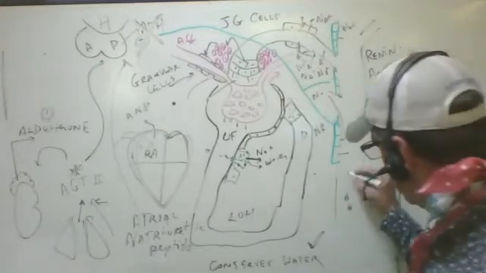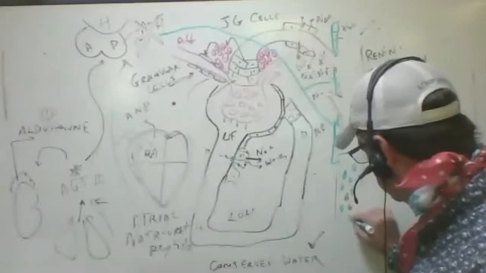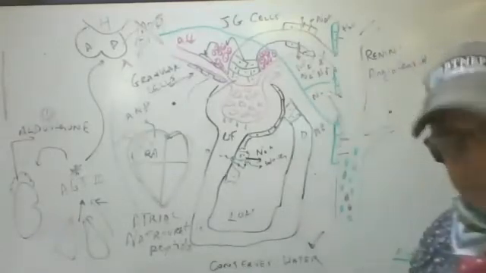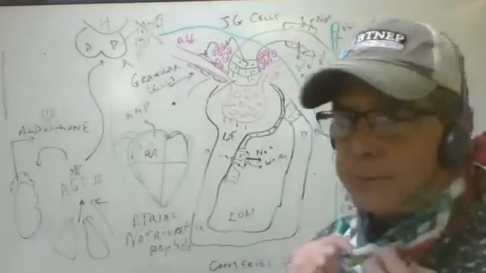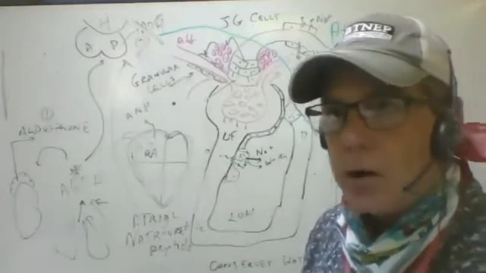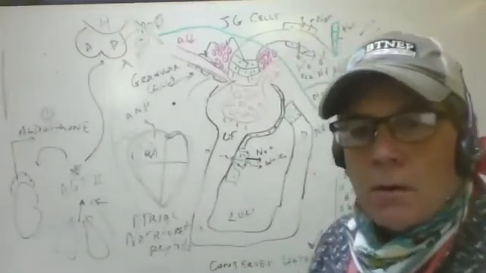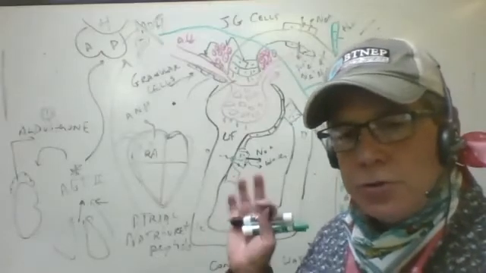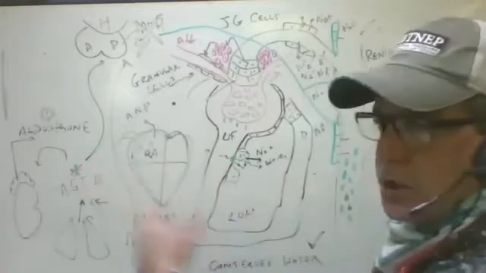So what does that allow? That allows for more urine. You could call it diuresis. It causes more urination, or in medical terms, that's diuresis. All right. Those are two normal ways that the kidney responds to these two extremes.